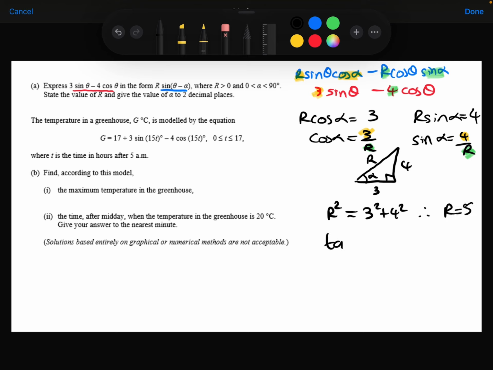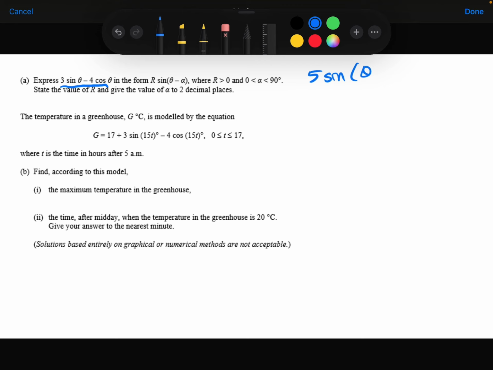And tan α I know is 4 over 3. So tan inverse of 4 over 3 is 53.13 to 2 decimal places in degrees. So that's part A of this question done. Let me just write that down then: that 3 sin θ − 4 cos θ is the same as 5 sin(θ − 53.13).